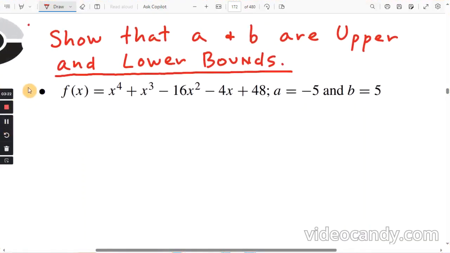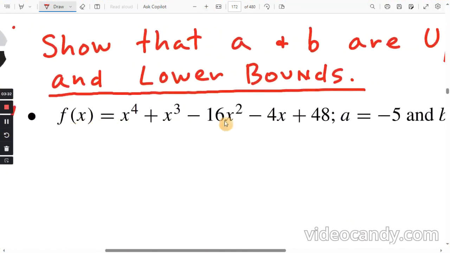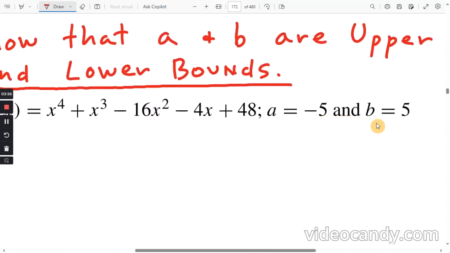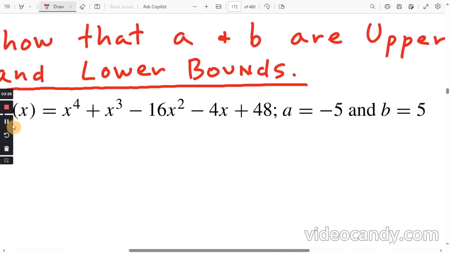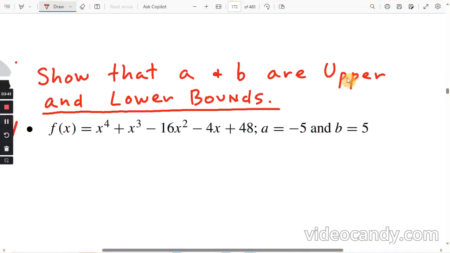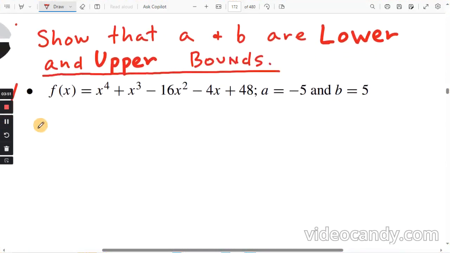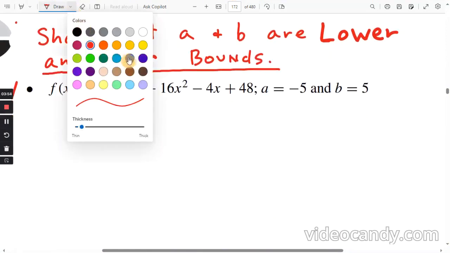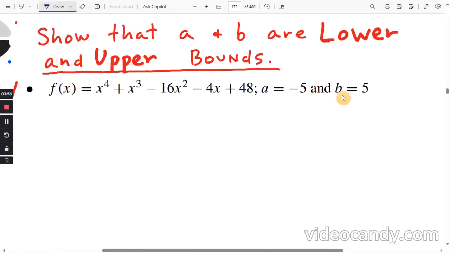All right, first example here, example 1. They want us to show that a and b are upper and lower bounds. We have our polynomial function f of x, with a equals negative 5 and b equals 5. Just real quick, a is the lower, so I'm going to reverse the words upper and lower. Let me fix that. We're going to show that a and b are lower and upper bounds. I'm going to start with the upper one, which I think is just a tiny bit easier. This one here will be the lower. I'll just abbreviate it L and U.